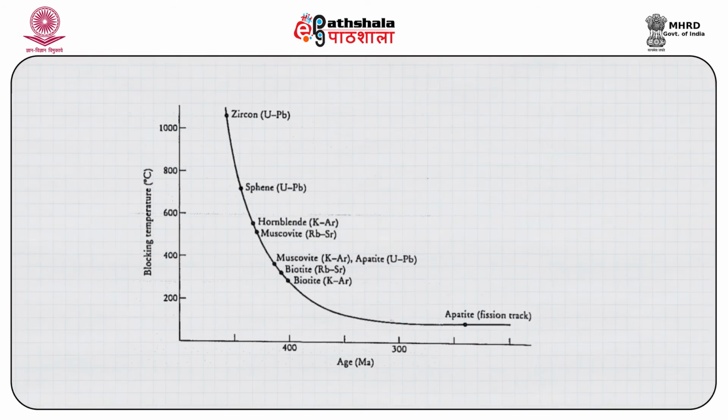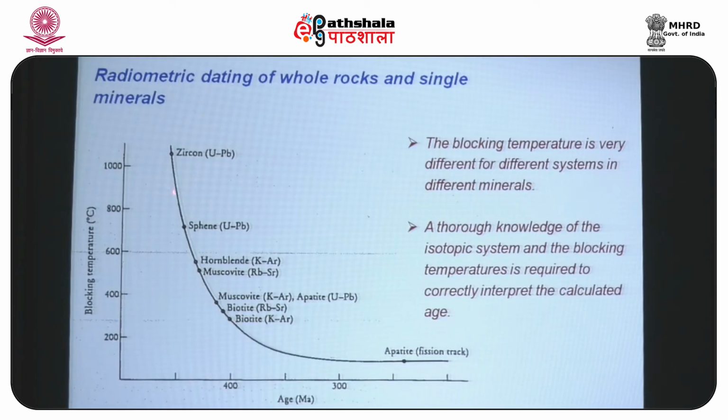Okay, so, what we see in this diagram is the blocking temperature versus the age, which has been done from a study from Scotland. But what is more important is that the blocking temperature is very different for different systems in different minerals. For example, if we consider the uranium-lead system in zircon, this has a different blocking temperature, the highest blocking temperature, and it is different from the same system of a different mineral. We see the same here as well for the potassium-argon system. When we consider different minerals, the blocking temperatures are very different.